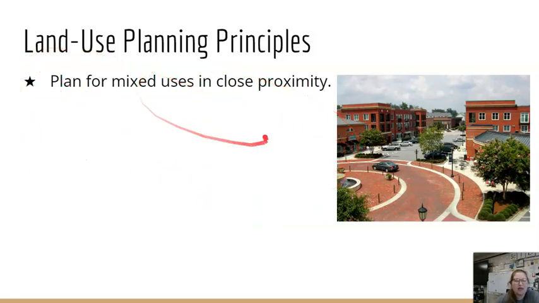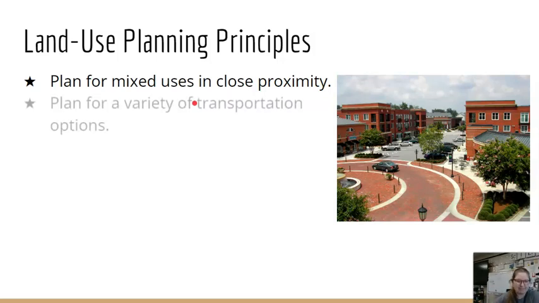The other land use planning principles are that we should always plan for mixed use in close proximity. So what that means is within close proximity, let's call it walking distance of wherever someone is living, we should have all of the essentials. We should have somewhere to go eat. We should have somewhere to go get food, like groceries. We should have healthcare. We should have an open space. We should have a park. We should have all of these things within close proximity to each other so that we aren't relying so much on cars and roads and things like that.